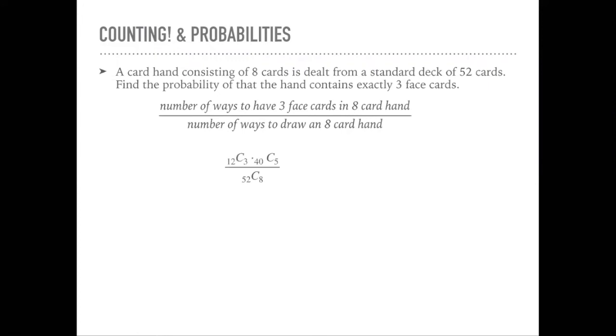So we have all of our combinations here. 12 choose 3, getting our 3 face cards into our hand. 40 choose 5, getting our 5 non-face cards into our hand, giving us a total of 8 cards. And then our denominator is just the number of ways to draw an 8 card hand. So there's 52 cards to choose from. We're just choosing at random 8 of them. Now you'll want to type this into your calculator like this because it's not very fun to try to type in the numbers, but go ahead and verify that you can get approximately 0.192. And you'll see a problem similar to this on your homework.